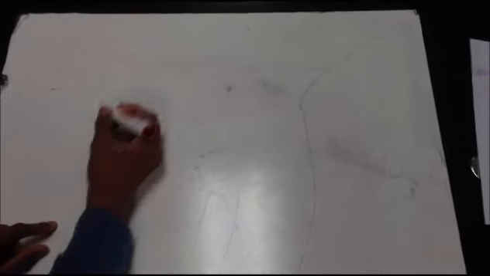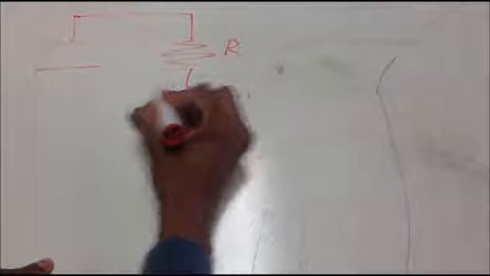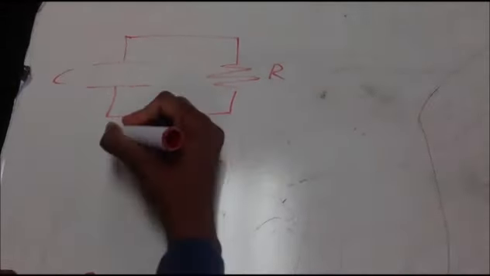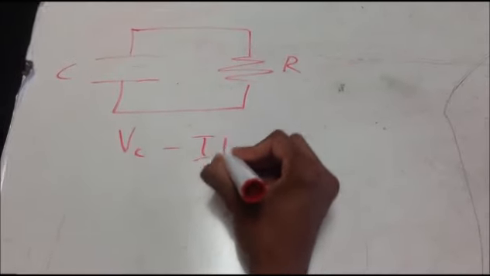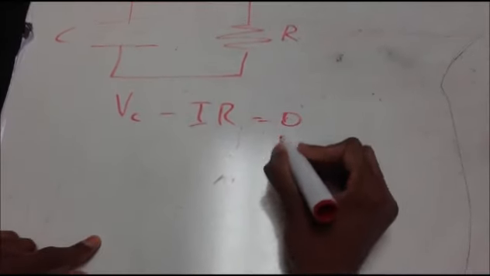Okay, so now that we've looked at the charging equation, we're going to go ahead and derive the discharging equation for a capacitor. So we've got a capacitor in series with a resistor of resistance R, and this capacitor has a capacitance of C. So we're going to write our Kirchhoff loop now. We're going to have the voltage across the capacitor minus the current times the resistance of the resistor equals 0.